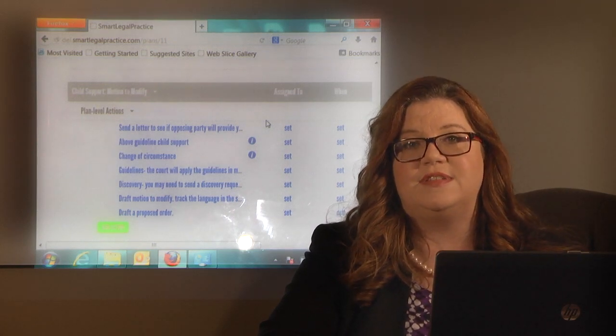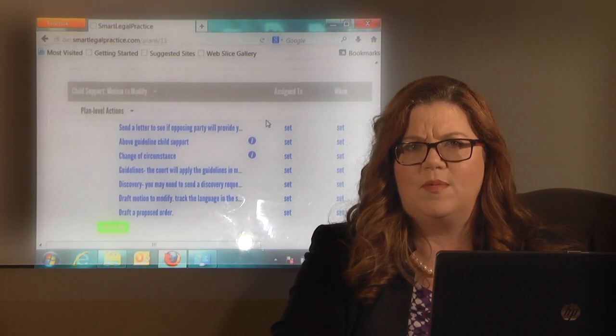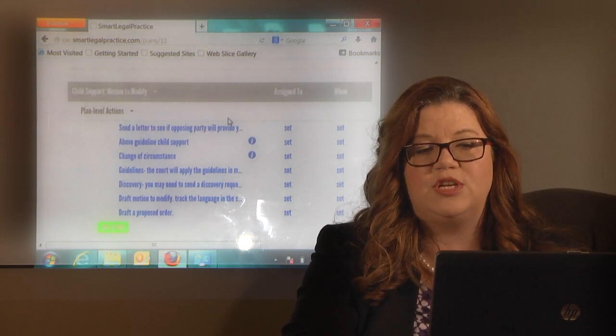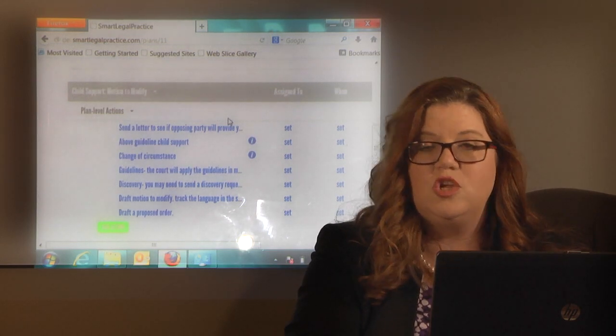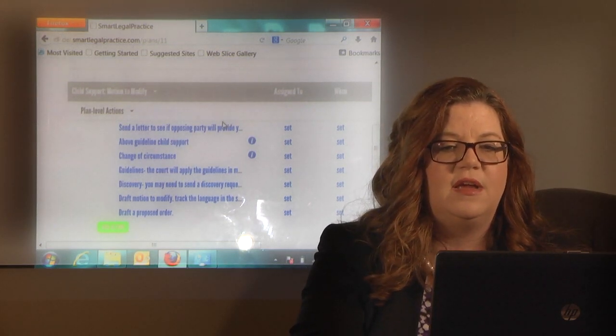Maybe the grandparents have taken over the children because one of the parents isn't doing well psychologically, or they're on drugs or something horrible like that. So we have on our template a checklist of things to remind you or your staff about when you're doing a child support motion to modify.